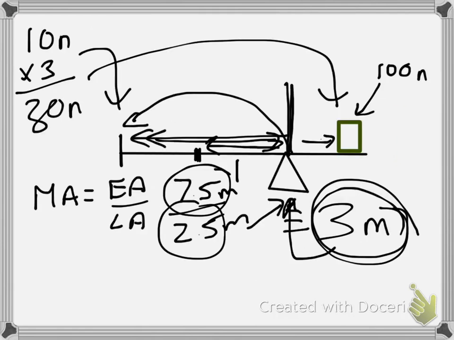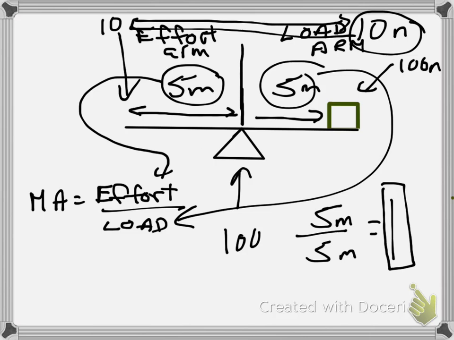So you'll notice that based on where we were at this time, this gave us a mechanical advantage of 3, and we got 30 newtons. This gave us a mechanical advantage of 1. I put in 10. It outputted 10. You can see that moving the fulcrum closer to the load is going to allow us to have much more force.